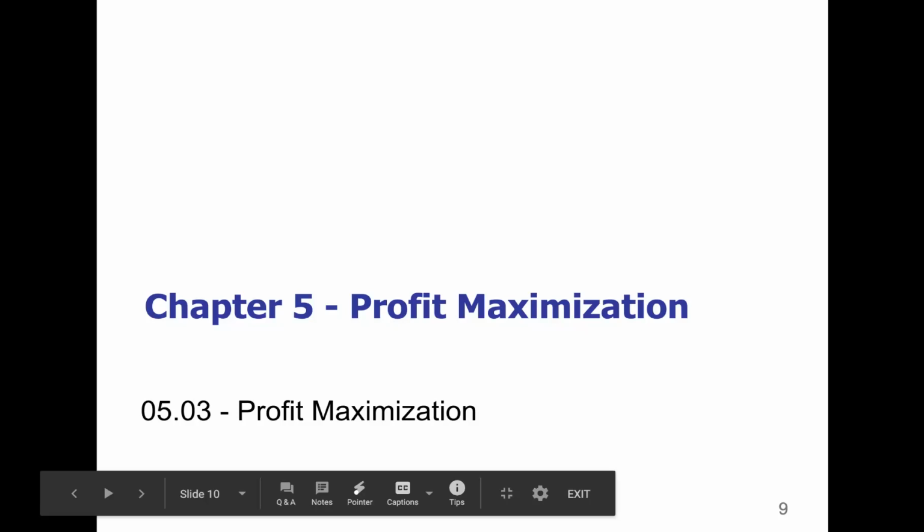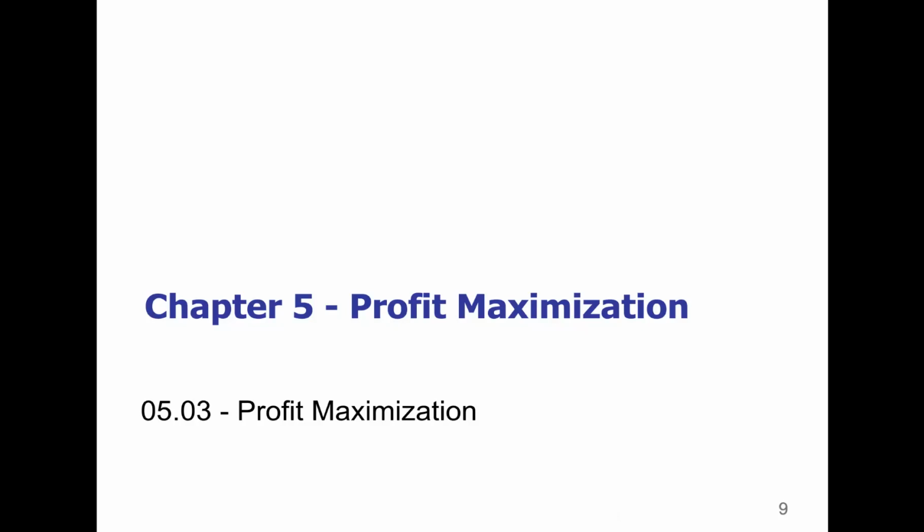Chapter 5, Profit Maximization. In this video, we're going to talk about how a business determines how many units to produce in order to maximize their profit. And this is probably the most important part of this entire video series. Profit maximization is the quantity where your marginal revenue will equal your marginal cost.